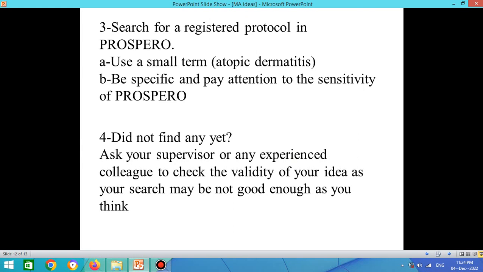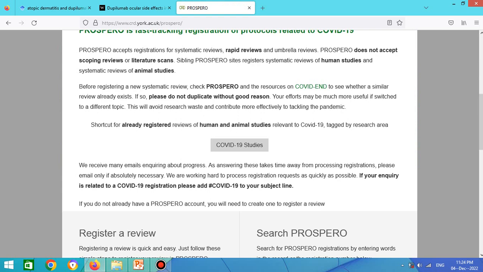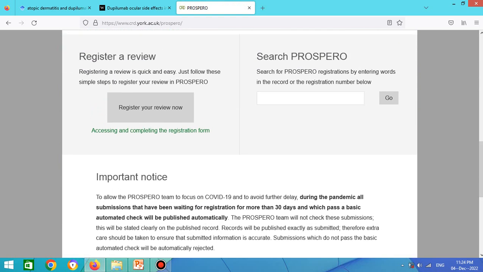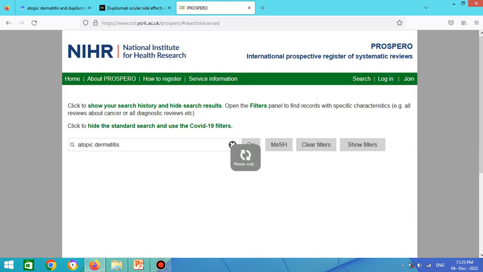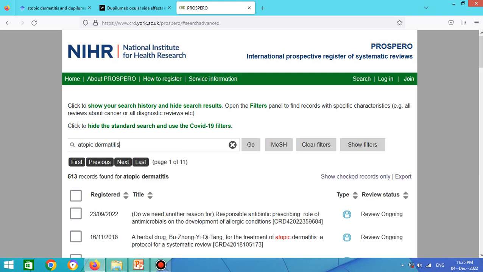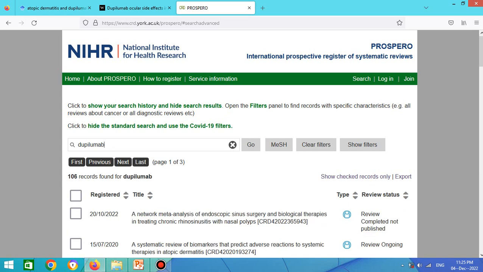The next step is you will search for a registered protocol in PROSPERO. Here in PROSPERO, you will search by a few keywords. For this idea, we will search for atopic dermatitis. You will find a number of records for atopic dermatitis. You have to scroll through them all to check that no one has registered a protocol similar to your idea. You will search also for dupilumab. Check, OK. I have to screen those also again.